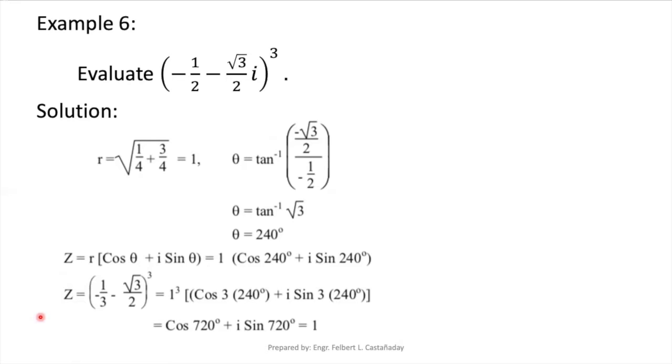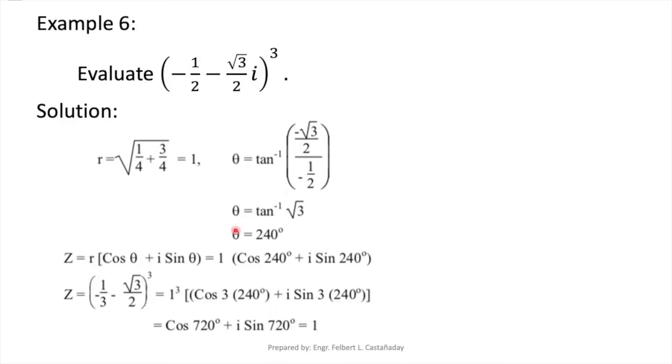This video is in response to the questions of students about the angle theta in this example. So why 240 degrees and not 60 degrees? Okay, so allow me to explain this example again. We are going to evaluate -1/2 minus square root of 3 over 2i, and this complex number is raised to 3. So for us to do it, we need to convert this rectangular form of the complex number into polar form. And then we apply De Moivre's theorem.